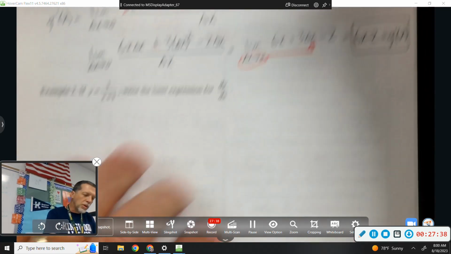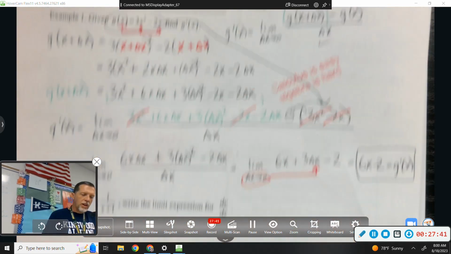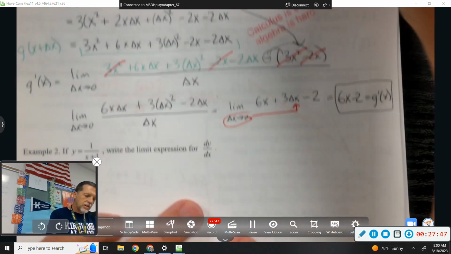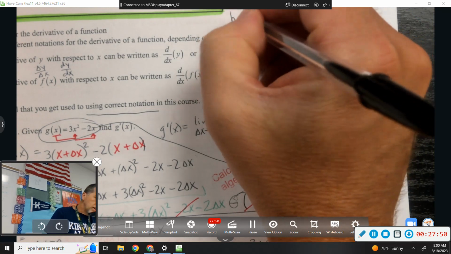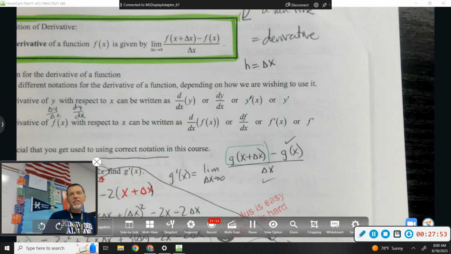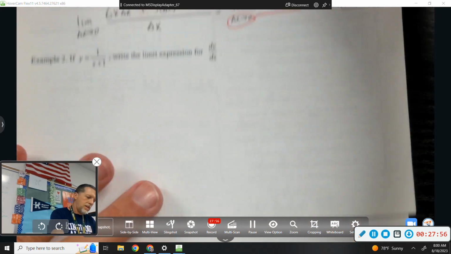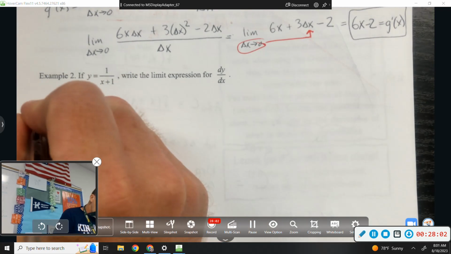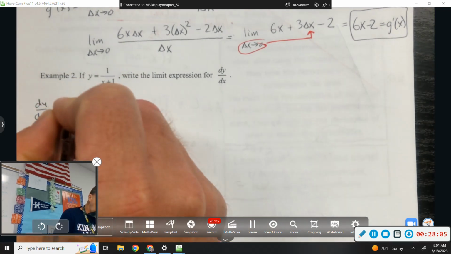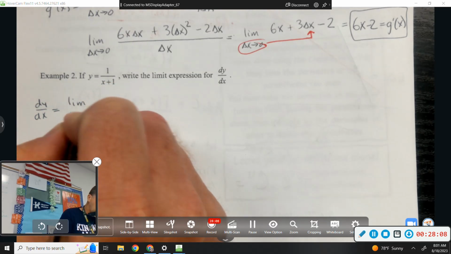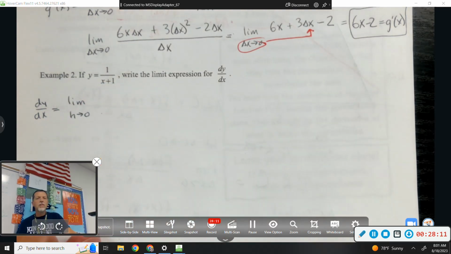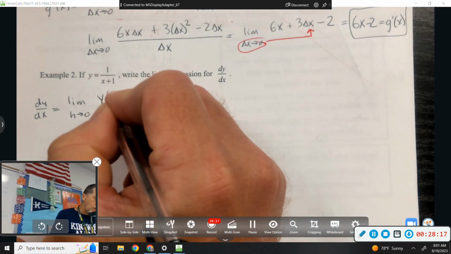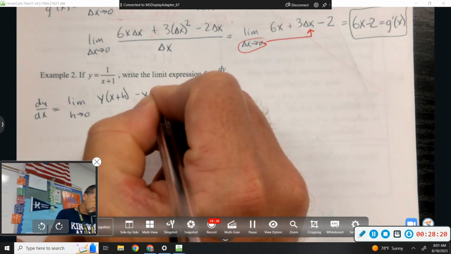Also, one more comment on this definition up here. A lot of times it's painful and annoying to write delta x over and over again. So a lot of times we'll use h instead of delta x. It means the same thing, it's just easier than writing delta x. So dy dx, I'm going to switch to h this time because it's easier. Limit as h goes to 0. Okay, we got y, so I'll write it as a y. y of x plus h minus y of x over h.